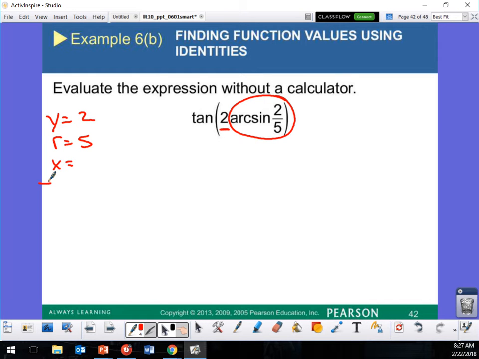So Pythagorean theorem right here. X squared plus 2 squared equals 5 squared. X squared plus 4 equals 25. Subtract 4 from both sides. 21. So x equals plus or minus square root of 21.